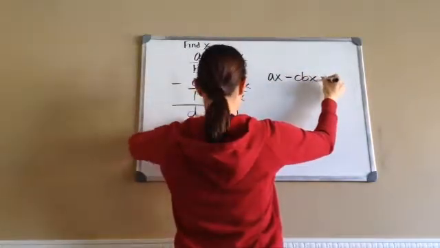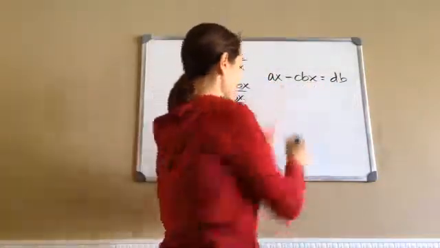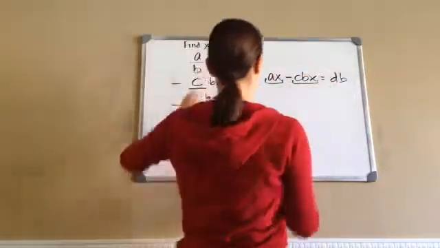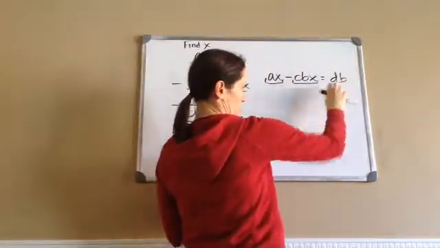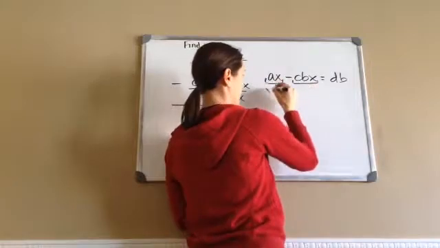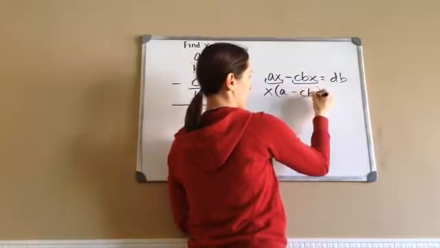cbx equals db. And the good thing is we've already got our x's, the ones with the x in the middle, already on this side. So we're finding x. So all the other letters are on the other side. So we have to factor this. x, we took that out, we would get an a minus cb.